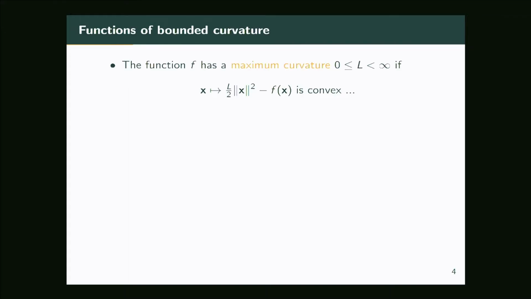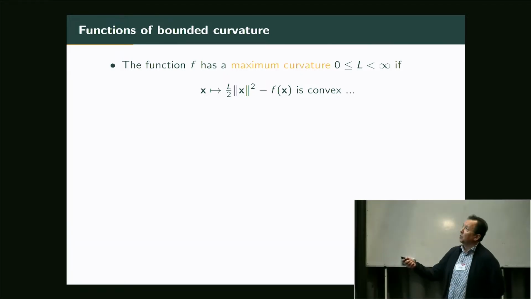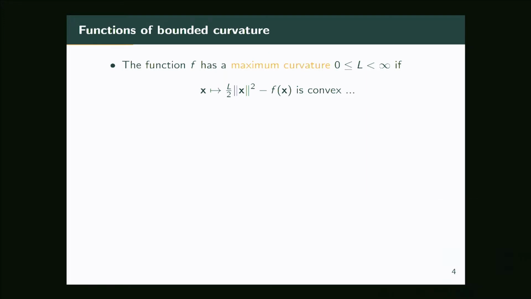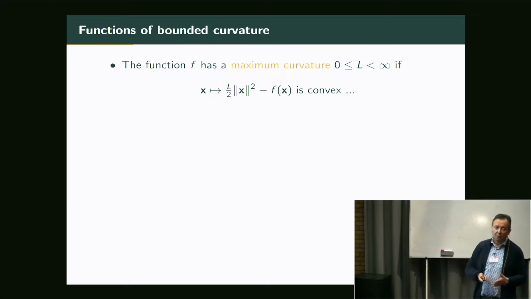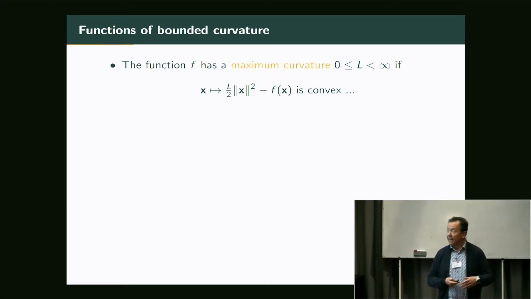So now moving to the larger class of functions of bounded curvature, we are staying with continuously differentiable functions. We say a function has maximum curvature L if the function here, which is just the norm of x squared times the constant L divided by 2 minus f, is in fact a convex function. Okay, so this might not be too intuitive, but this corresponds to a function being L-smooth.